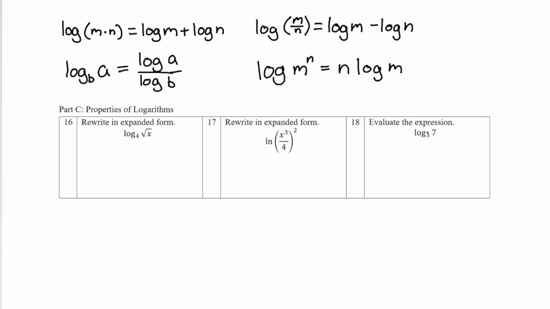So for instance, skipping to number 18, just because I'm talking about that change of base rule, how many 3's do you have to multiply to get 7? Well, it's not 1 and it's not 2. 1's too small, 2's too many, and therefore it's something in between. We need to use change of base.